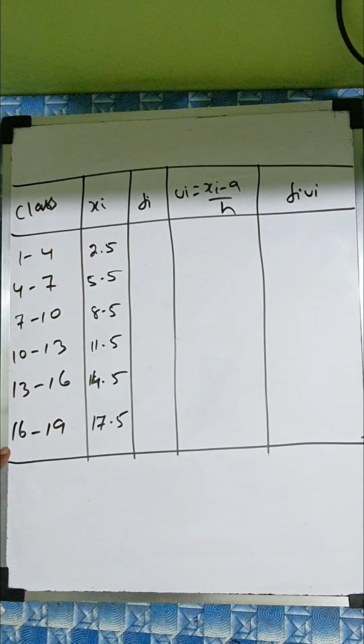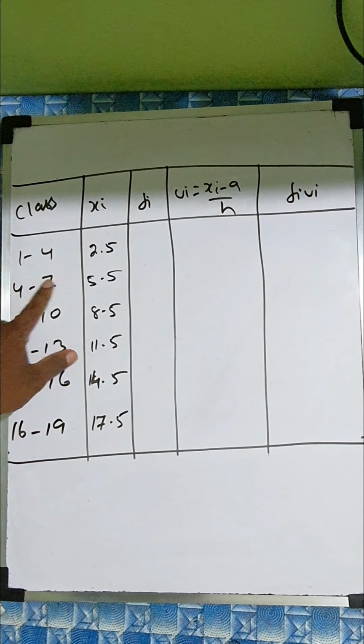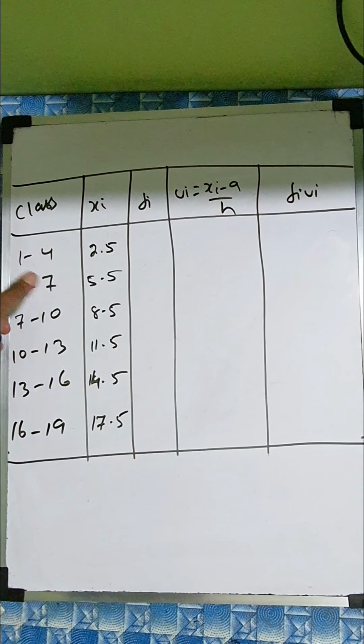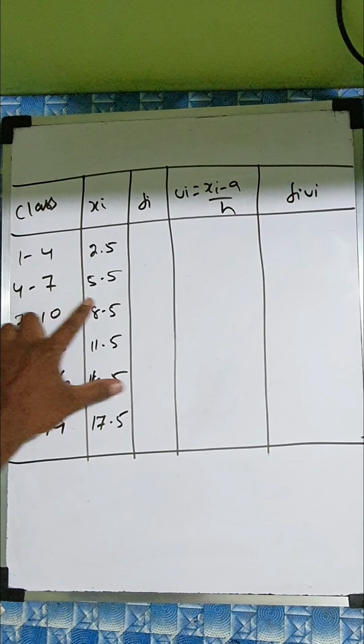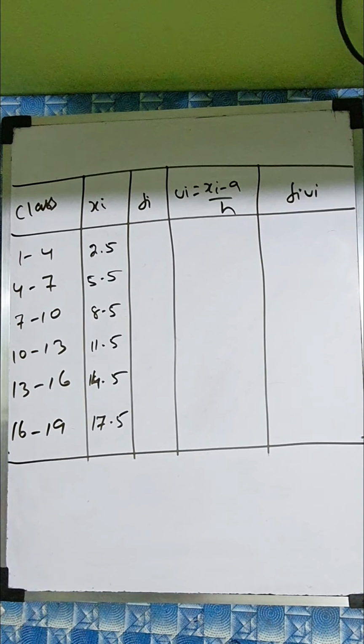The mid value is an easy way: you just subtract and divide by 2, and add that number to all the first numbers. Otherwise, one more method is to add, like 4 plus 1 is 5, 5 divided by 2 is 2.5, 7 plus 4 is 11, 11 by 2 is 5.5. You can do it like this also, but the easy one is to subtract, divide by 2, and add that to all the first numbers.